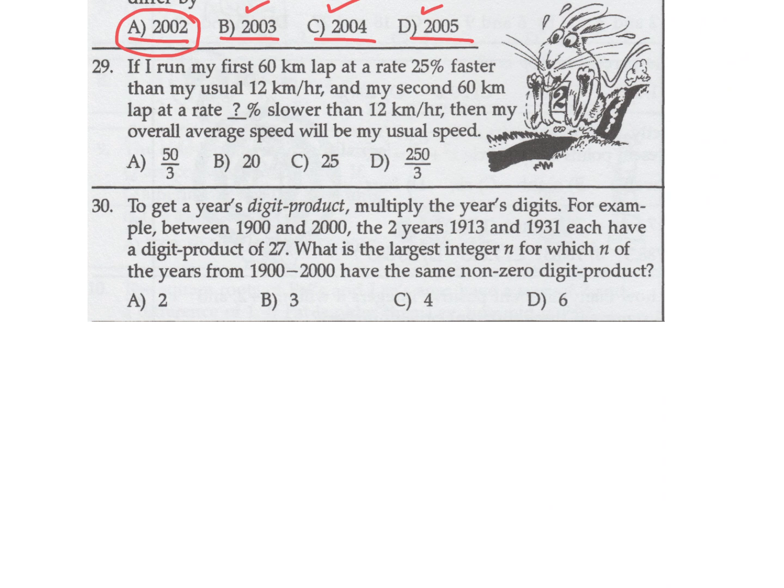If I run my first 60-kilometer lap at a rate of 25% faster than my usual 12 kilometers per hour, and my second 60-kilometer lap at a rate of x percent slower than 12 kilometers per hour, then my overall average speed will be my usual speed. So throughout this question, speed is equal to distance over time. That's the formula we're going to use.